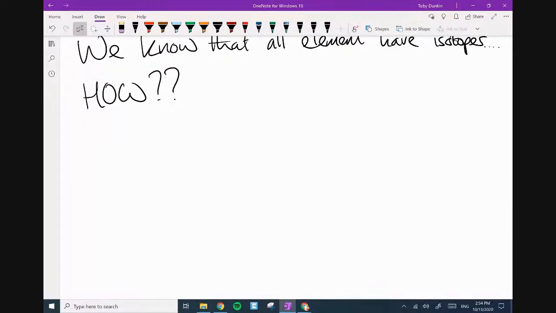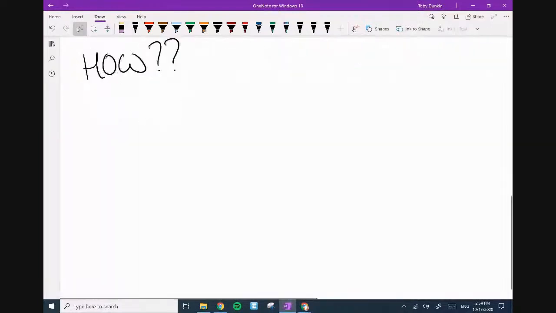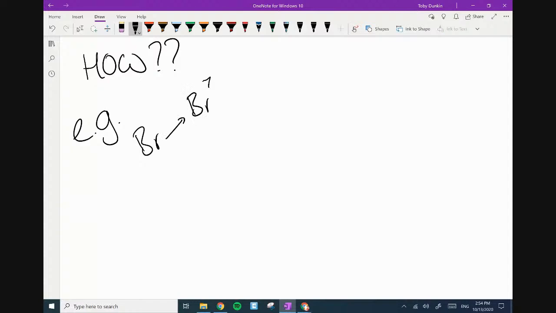So how do we know that isotopes exist? Let's just take the example of chlorine. We've seen chlorine-35 and 37. Let's use somebody else. Let's use bromine, for example. Bromine exists as Br-79 and Br-81, two different isotopes.